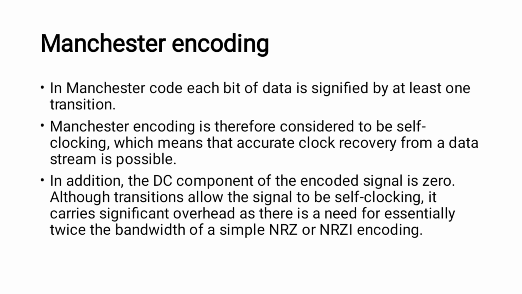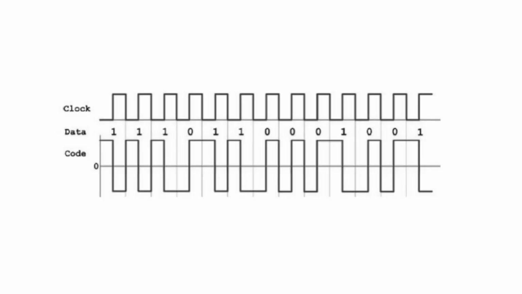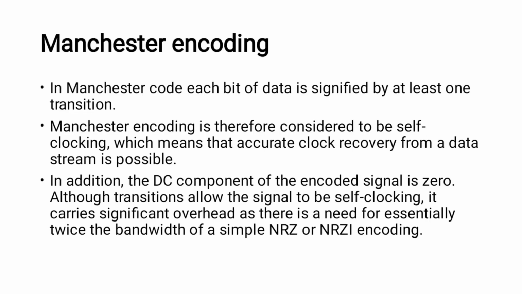Manchester encoding: in Manchester code, each bit of data is signified by at least one transition. So it is ensured by at least one transition. The clock is there, and the same code is also represented. Each significant bit is represented by one transition, whether from 0 to 1 or 1 to 0. So Manchester encoding is considered to be self-clocking, itself acting as a clock, which means accurate clock recovery from a data stream is possible.